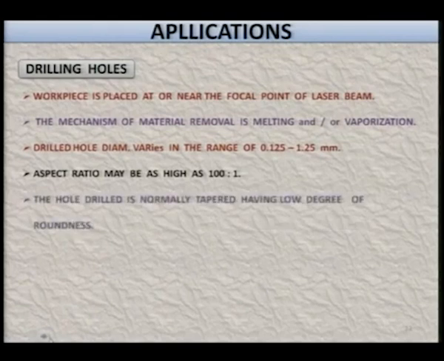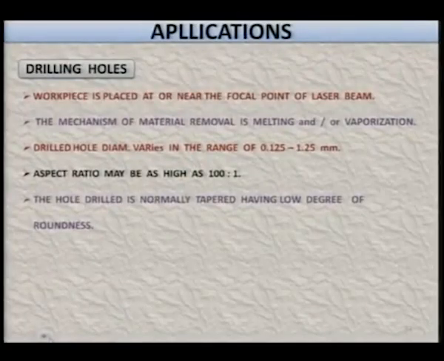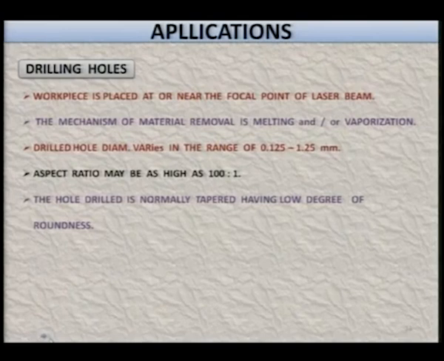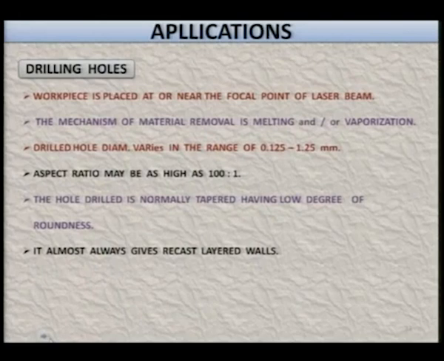Then aspect ratio may be obtained, and people claim as high as 100:1, but it is quite on the very high side. Normally for macro holes it is very low, for micro holes it may be a little larger, but under special conditions you can get something like 100:1, which is being claimed by some of the authors. The hole drilled is normally tapered, having low degree of roundness. It almost always gives recast layered walls.